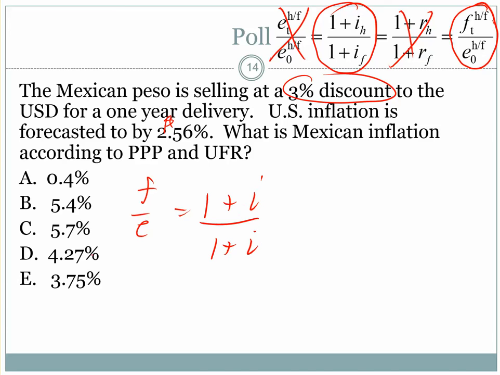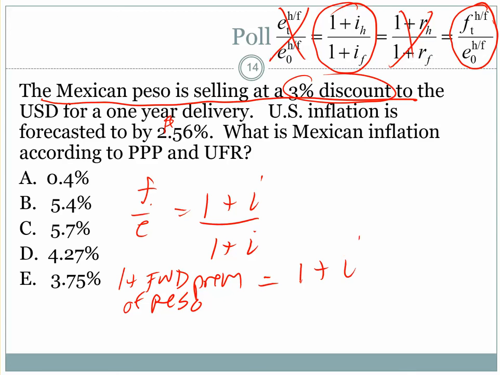Again, we could restate this as 1 plus the forward premium. And in this problem, it says the peso is selling at a 3% discount, so they're talking about the peso. So I'll say 1 plus the forward premium of the peso is equal to 1 plus I over 1 plus I. Since they're talking about the price of the peso, I'm going to represent this as dollar over peso.